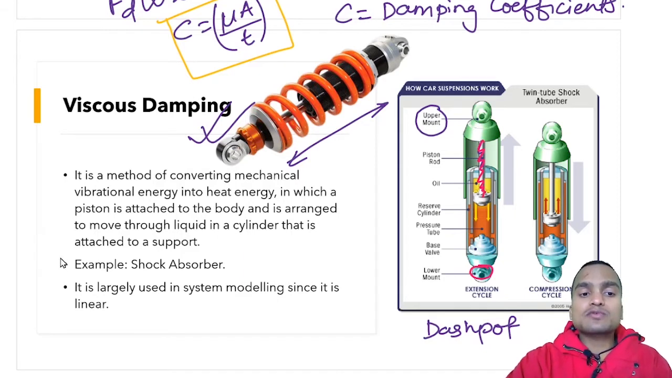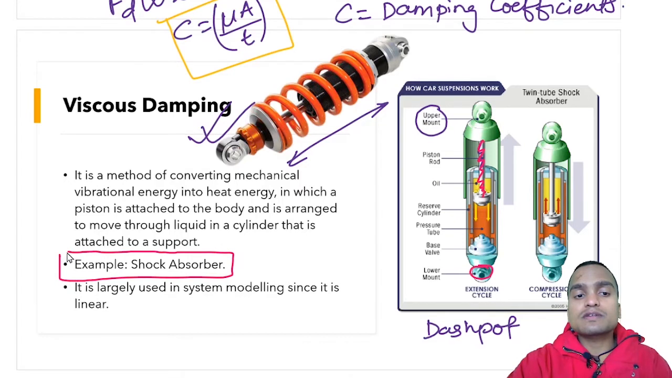So the example of a shock absorber is very perfect, that all of us must have seen in bikes or even in cars. These are suspensions, also called suspensions in the car. So this is how car suspensions work.